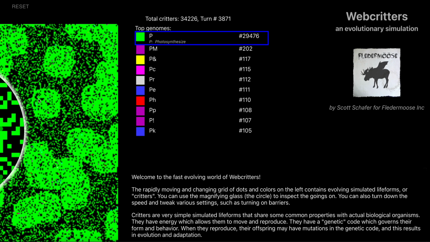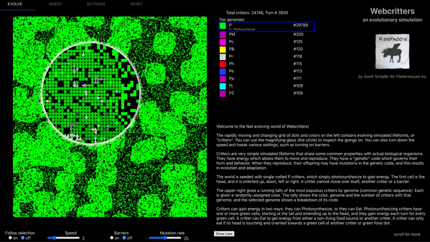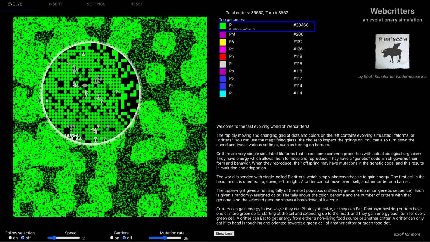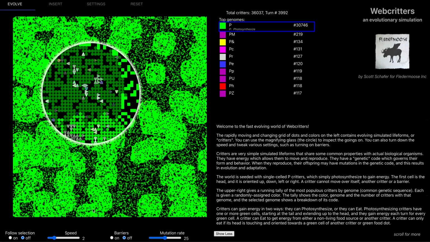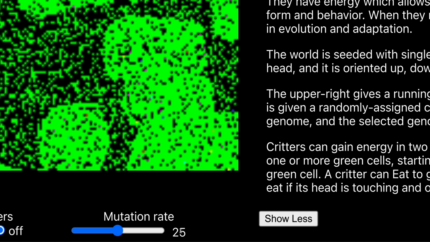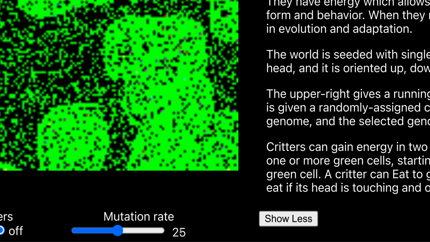What photosynthesize does is the critter will gain energy every turn. When a critter has enough energy, it will spawn, so we'll have an offspring. And if the mutation rate is not zero, the offspring may have a mutation in its genome. So an instruction randomly added or deleted or modified.